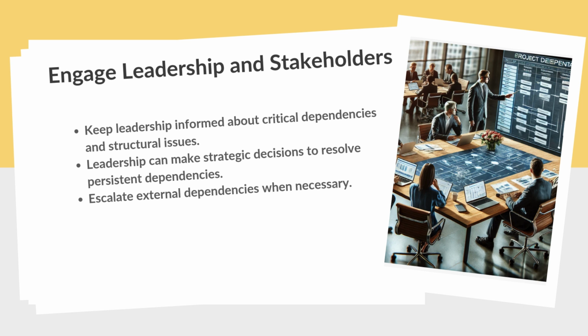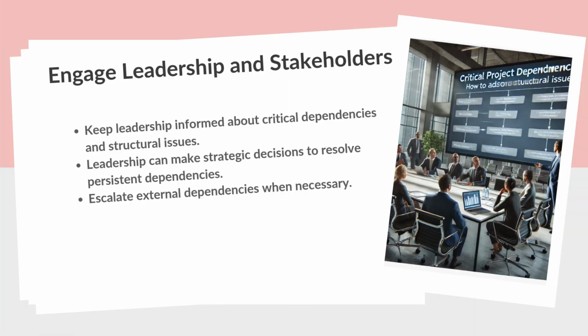Engage leadership and stakeholders. Keep your leadership informed about critical dependencies and the structural issues causing them. This helps in making strategic decisions like reorganizing teams or reallocating resources to eliminate persistent dependencies. Sometimes you might need to escalate issues, especially external dependencies, to ensure they're addressed swiftly and effectively.